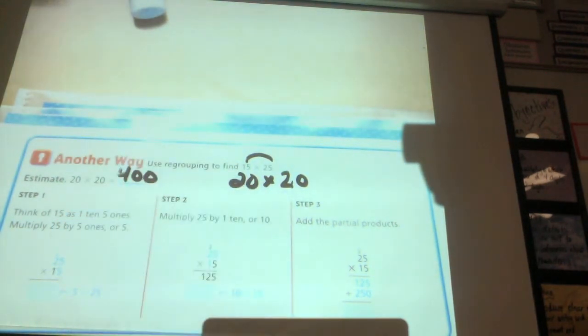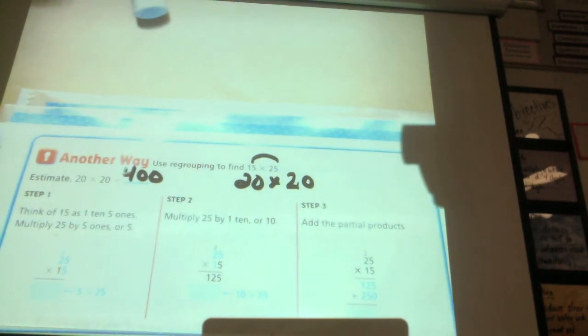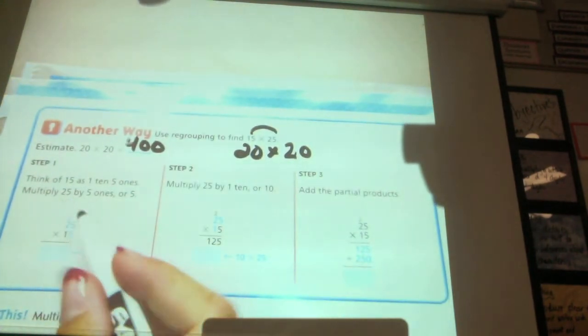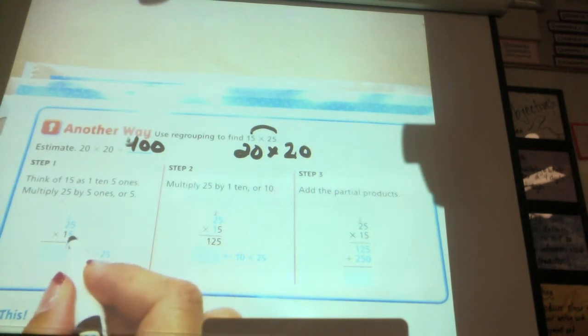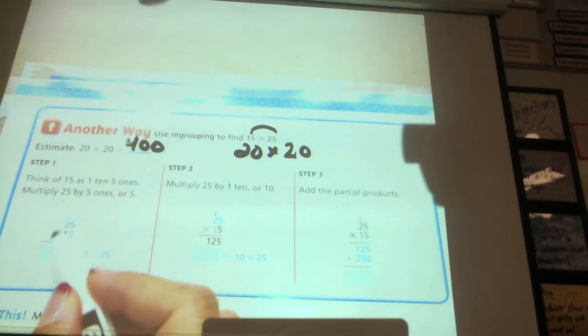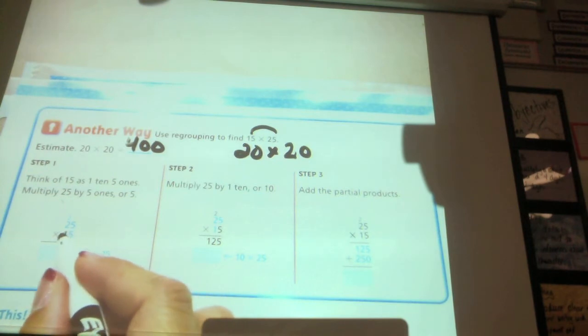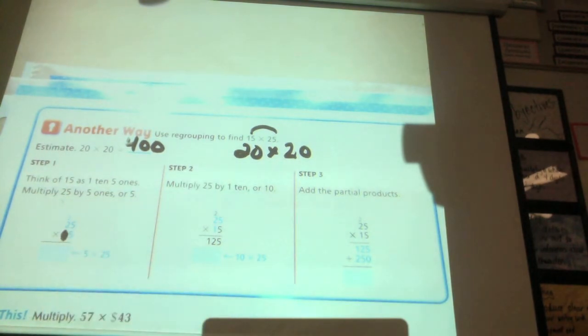400. Okay, now we're going to do our regrouping method. This is where a lot of you struggled last week. A lot. So I want all eyes up here and pencils down. The first thing we're going to do is multiply the whole thing by the digit in the ones place. Remember, we can cross this 1 out to help us remember that we're just doing a regular multiplication: one digit times 2 digit, which you guys already know how to do.